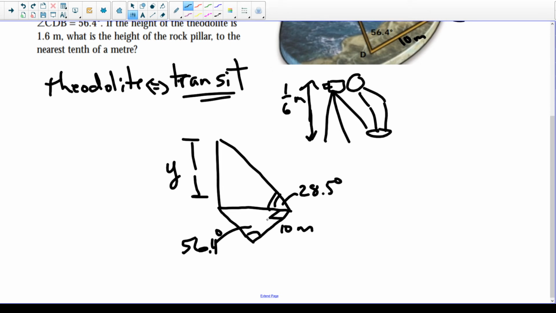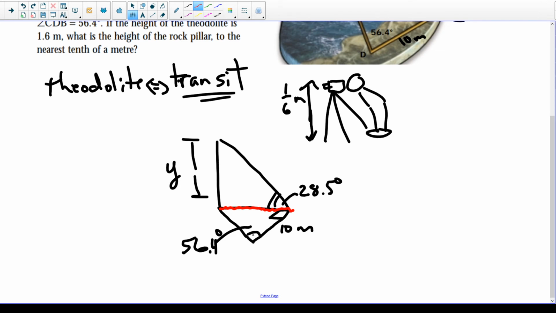And the key thing is this side right here. If we can find that side length, because it's a shared side for both triangles, once we find its length for the first triangle, we have its length for the second triangle as well.